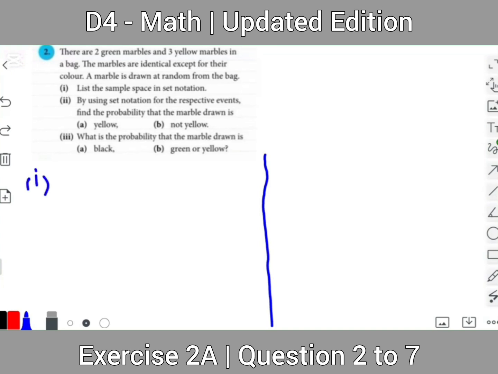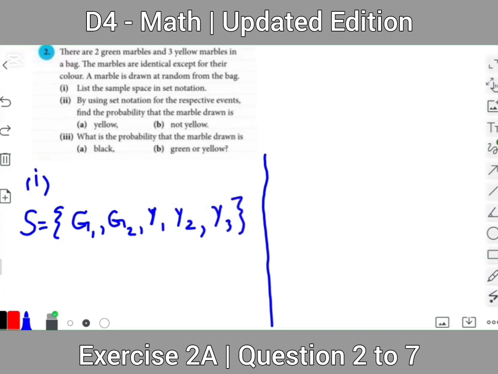Since we have 2 green marbles and 3 yellow marbles, we will write down the sample space in set notation. We will denote the 2 green marbles with G1 and G2, and the 3 yellow marbles with Y1, Y2, and Y3 respectively. So this is the sample space in set notation.